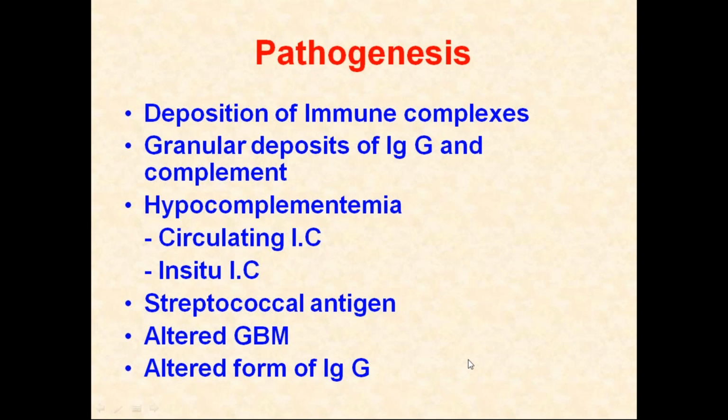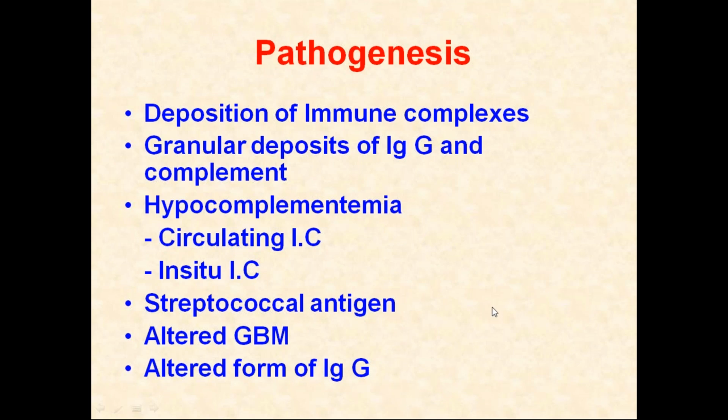Because of the deposition of complement in the kidney, you can have hypocomplementemia within the circulation. What immune complexes can you see? Circulating immune complexes as well as in situ immune complexes deposited in the kidney. What is the antigen responsible? The most common cause is streptococcal antigen.